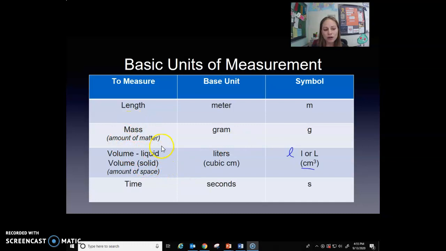For mass, the amount of matter in an object. This is kind of like weight, but not really. Okay, and we'll get to that later in the year. But the basic unit is a gram, and the symbol is a little g.